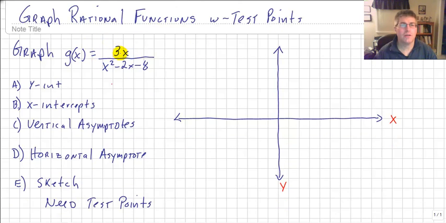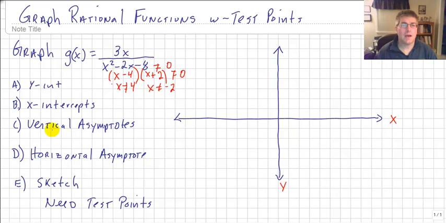So let's graph our function 3x divided by x squared minus 2x minus 8. Let's go ahead and factor our denominator. We know our denominator can't equal 0, so if I factor this correctly, that would be x minus 4 times x plus 2 cannot equal 0. And then I know x can't equal 4 and x can't equal negative 2.